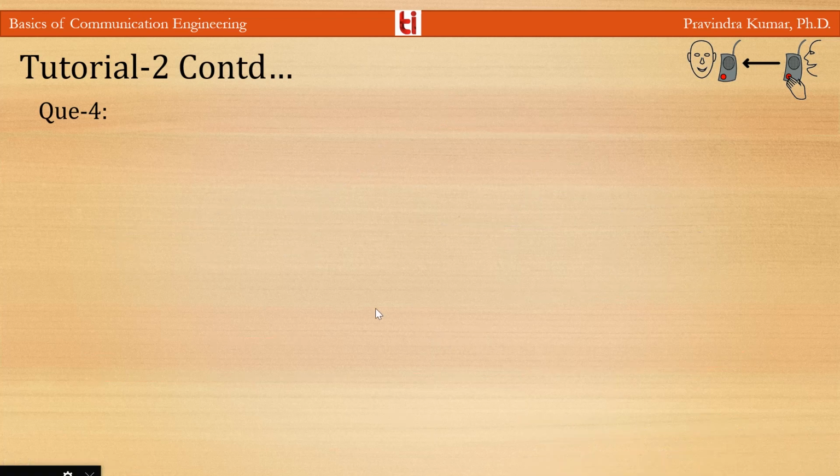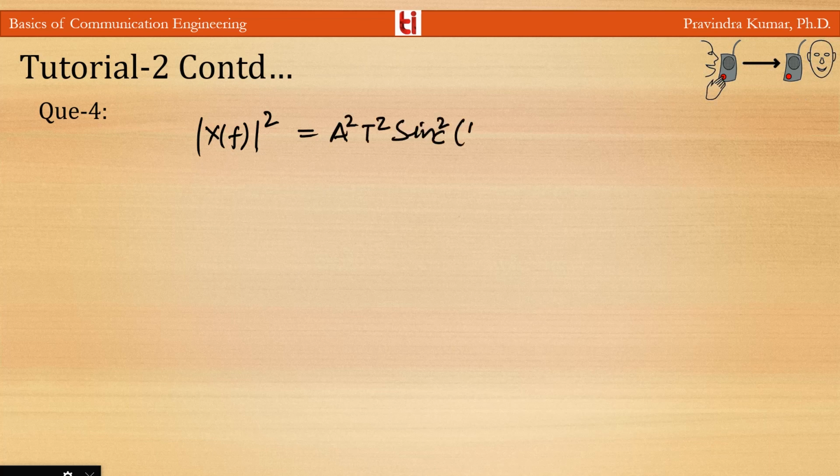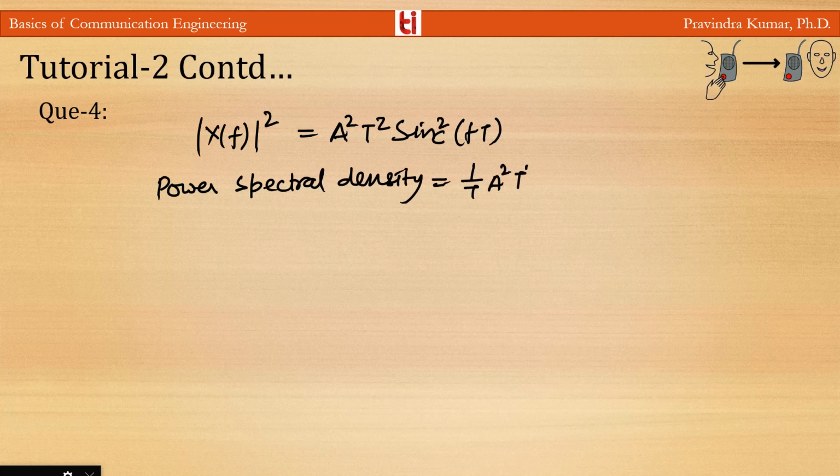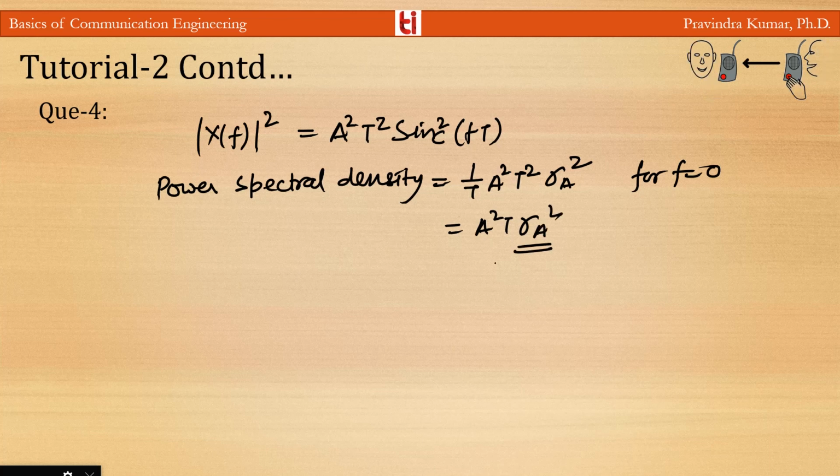And the energy spectrum of the rectangular pulse, if you want to find out the energy of this spectrum, it will be A squared T squared sinc squared(fT), and the power spectral density will be equal to 1 by T, A squared T squared sigma A squared for f equal to 0. Or you can say it is A squared T sigma A squared. Sigma A squared is basically the variance in the amplitude.